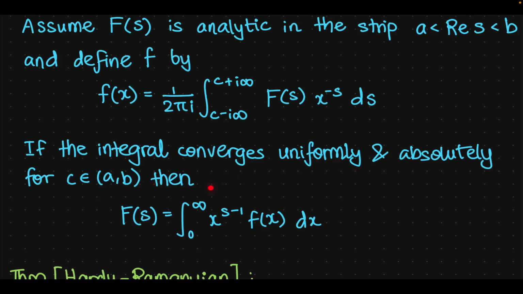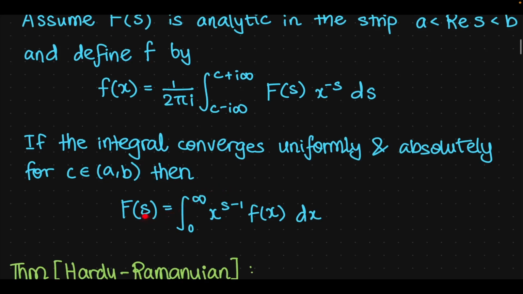Then, and only then, we can say that this is the inverse transform of capital F of s, and then capital F of s is the Mellin transform of small f of x. So capital F of s is integral 0 to infinity x to the s minus 1 f of x dx.